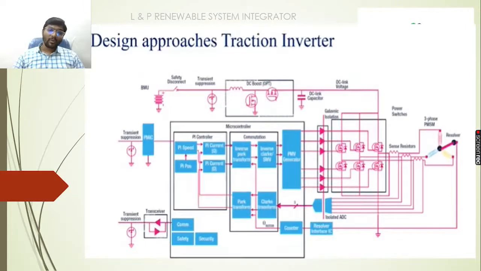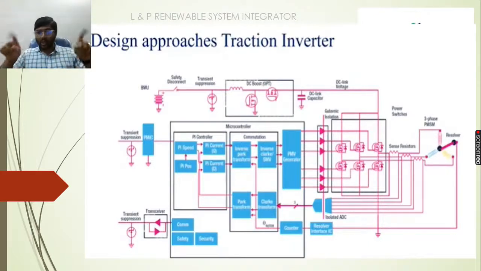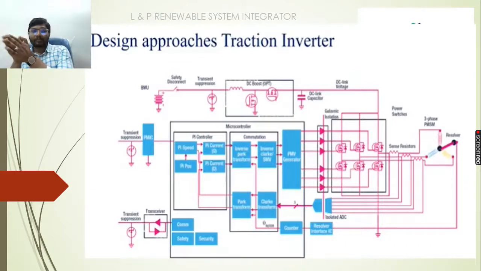So when we get into the design approach of a traction inverter, here we have transient suppression, and we have a microcontroller. Inside that we have proportional integral controllers, communication boards, and PWM converters also. Outside it we have DC link voltages, and we have DC boosters also. And with the help of these IGBTs, we are controlling the 3-phase permanent magnet synchronous motor. With the help of the resolvers, we are trying to sense the angular speed.